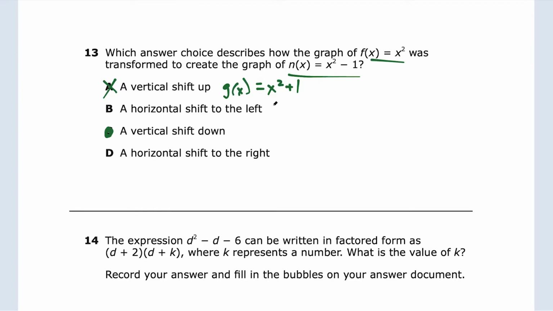A horizontal shift to the left, let's say I call this h of x. If I want to go to the left, I would write, let's say, x plus 1 squared. I know it seems counterintuitive. You would think x plus 1 would send you to the right 1 unit, but this actually sends you to the left 1 unit. And then choice D, a horizontal shift to the right. I know that this is no good because that would be, let's say, something like w of x, and if I wanted to go to the right 1 unit, I would have x minus 1 squared. So that would be our solution, choice C.